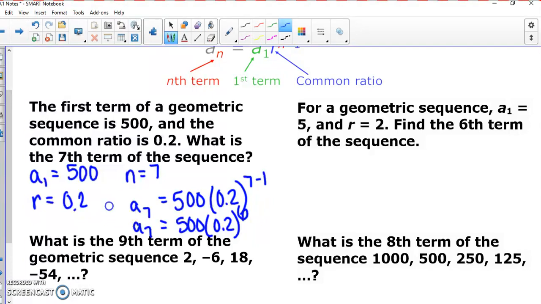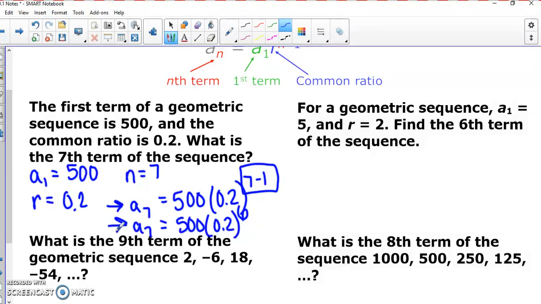Be careful, if you're going to plug this part into your calculator, that 7 minus 1, you need to make sure that's all in the power part. And some calculators recognize that, some don't. So I would just recommend going ahead and simplifying this part and then typing this second step here into your calculator. So go ahead and try that.